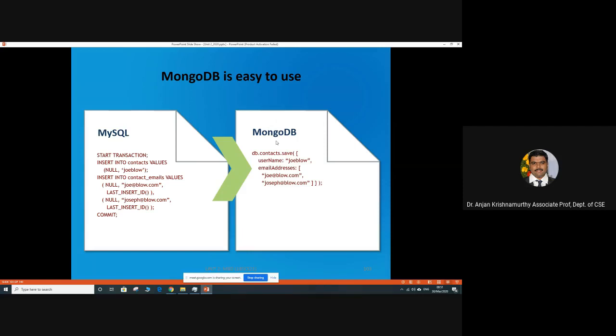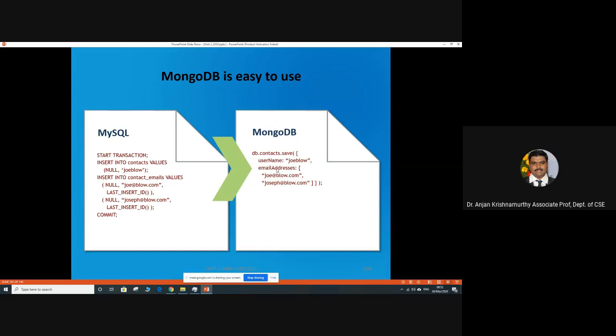In the case of MongoDB, the equivalent way of doing it is db.contact. DB is the superclass. Contact is the name of that particular table, which here is called the document name. Then dot save. Dot save is an option which is similar to insert in SQL. And this is how you insert the values. Username is the attribute name, followed by the equivalent value for it. Email address is the attribute name, followed by the equivalent value for it.